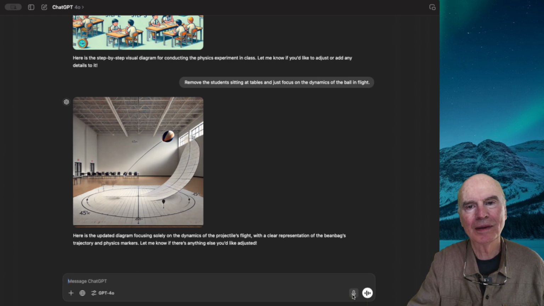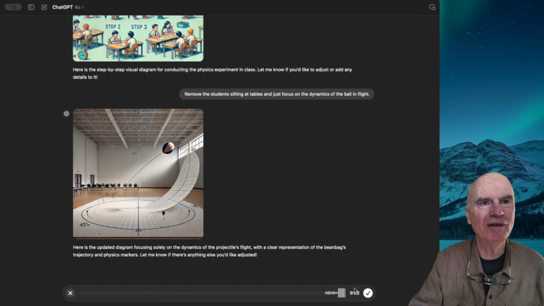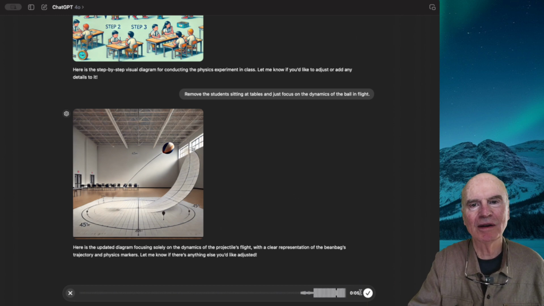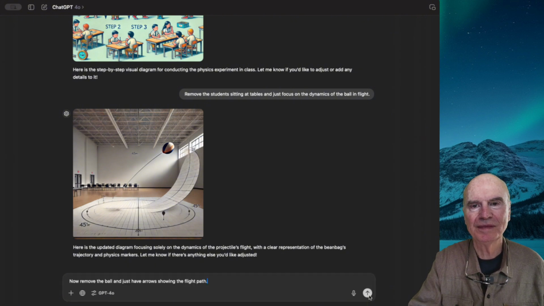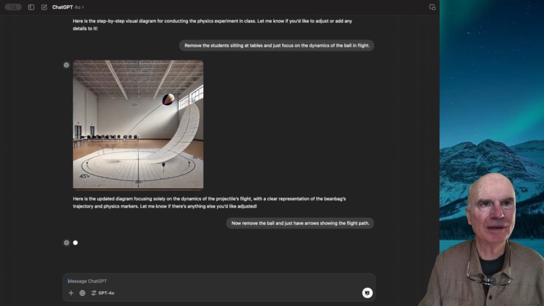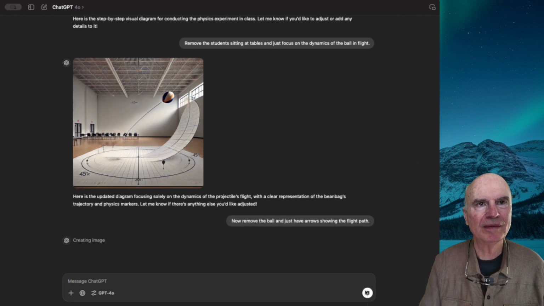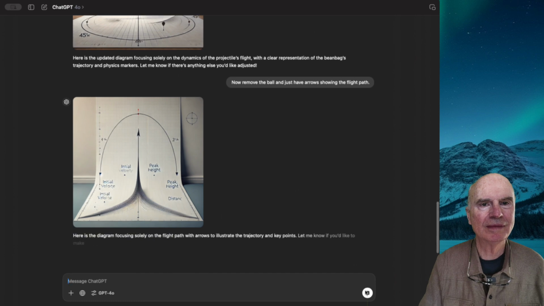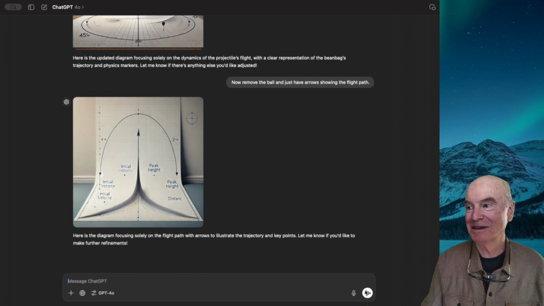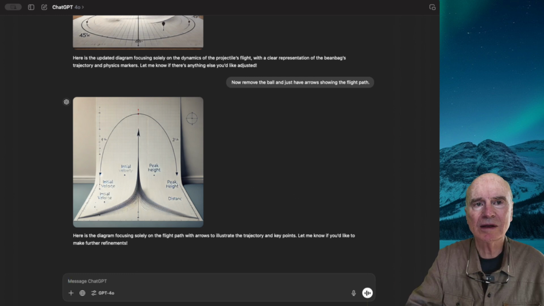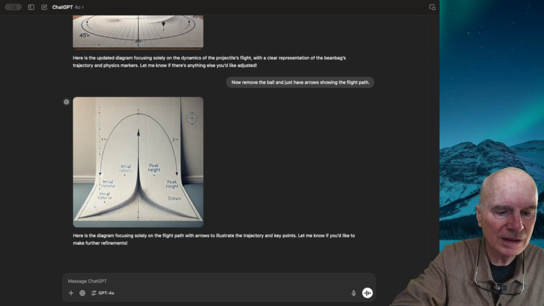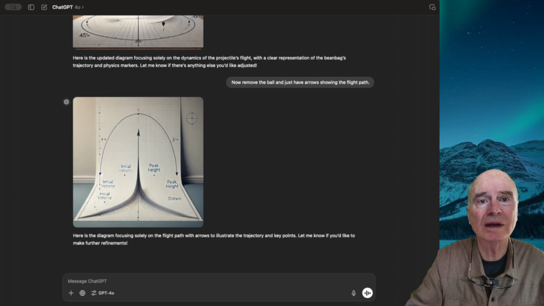Now remove the ball and just have arrows showing the flight path. Well, there you have something that's useful. I'm going to take a screen grab of that because I know that goes to the place that I can get it.